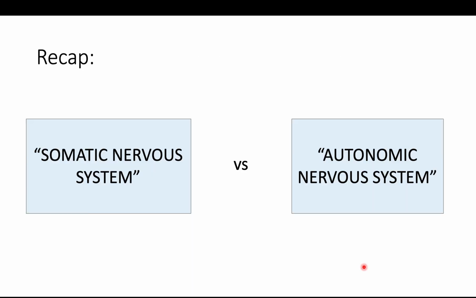Before we go further, let's recap the somatic nervous system and the autonomic nervous system. In the general view, somatic and autonomic are both under the efferent division of the nervous system. What makes them different is that the somatic is under voluntary control, but the autonomic is automatic control, involuntary. The somatic goes to skeletal muscles, and the autonomic to everything other than skeletal muscle.